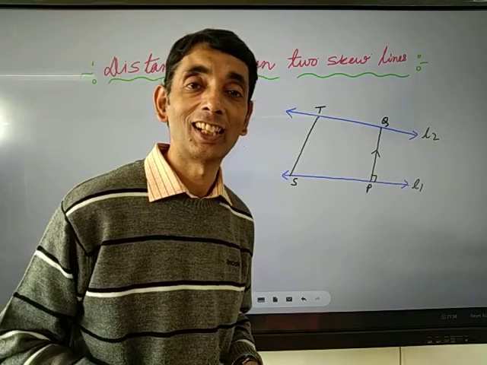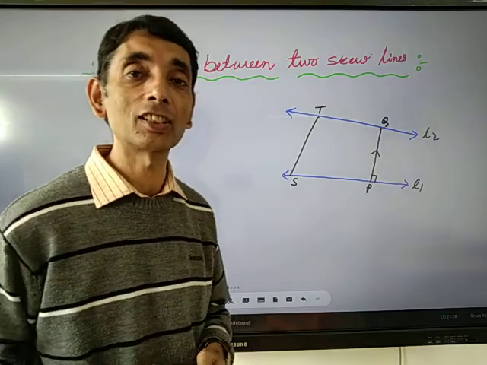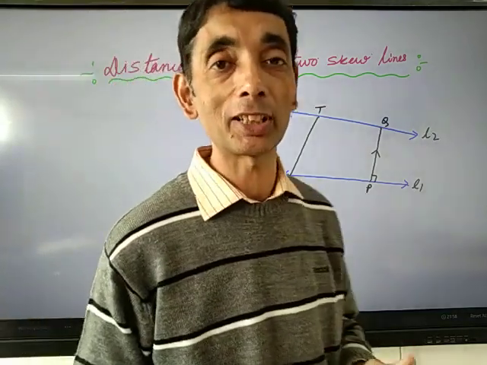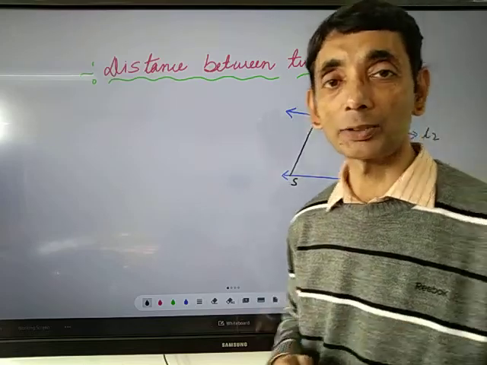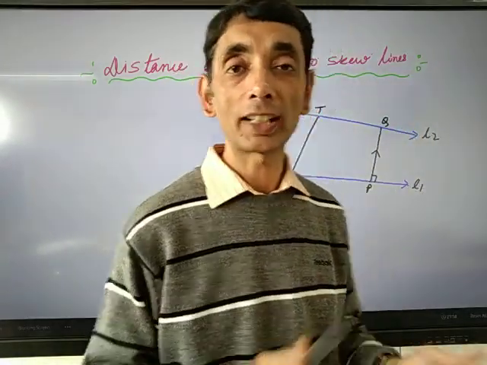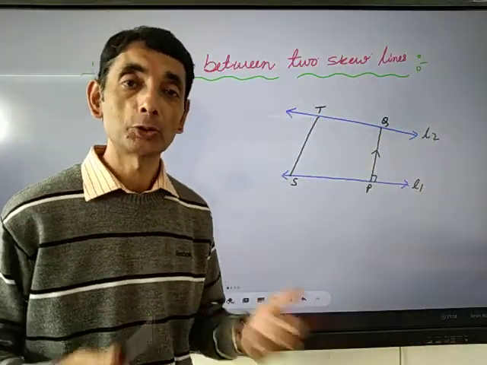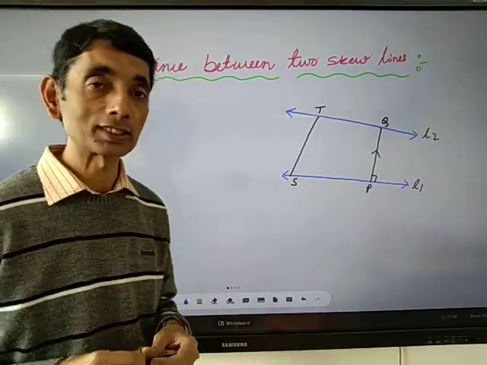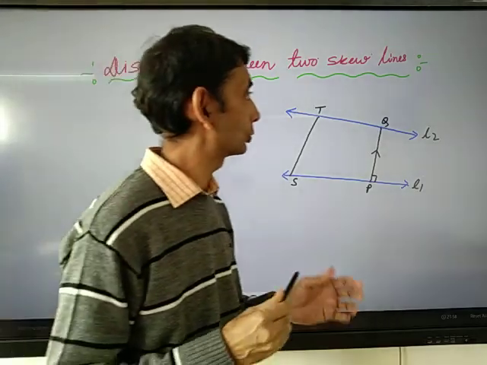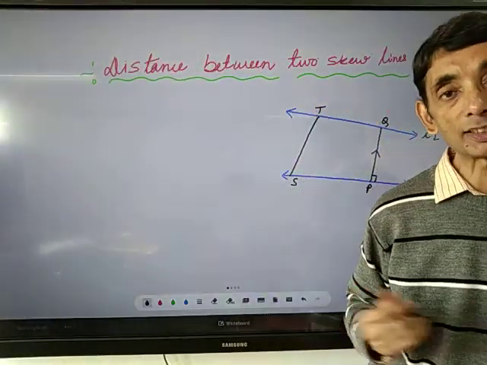Hello everyone, and this will be lecture 3 on 3 dimension, and today we are going to discuss distance between two skew lines, and then we'll find out distance between two parallel lines. Now the first concept that we are going to discuss is distance between two skew lines in space.